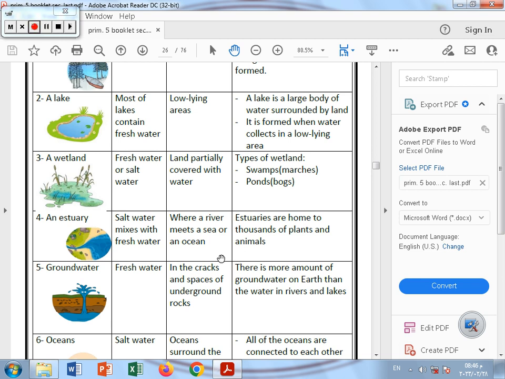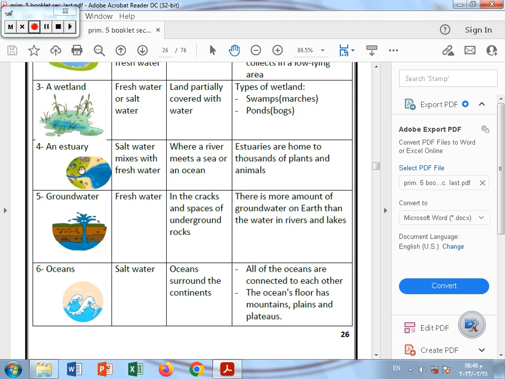Number 4, we have the estuary. We said if I have a river that meets a sea, this forms in between them an estuary. The estuary is a mixture between salt water that comes from a sea and fresh water that comes from a river. So the type of water in an estuary is salt water mixed with fresh water. And we know that estuaries are home to thousands of plants and animals.